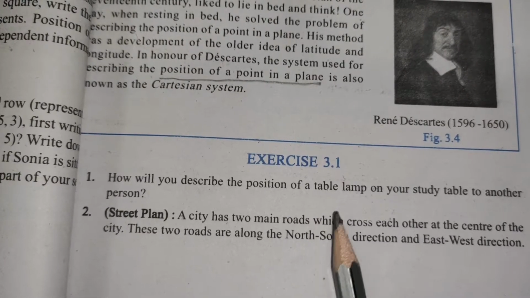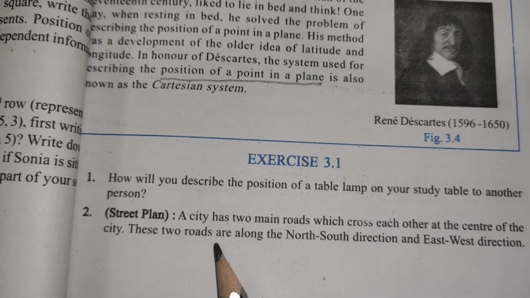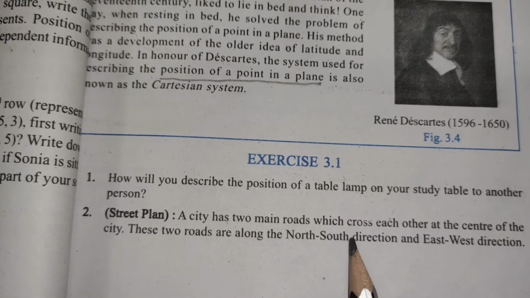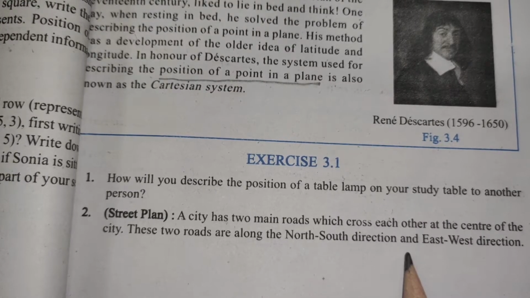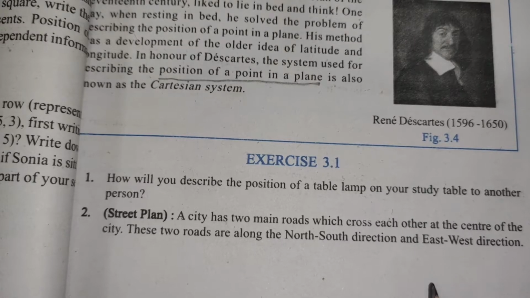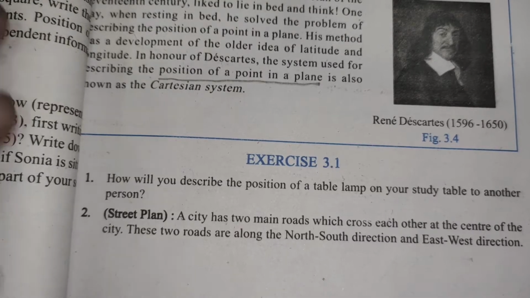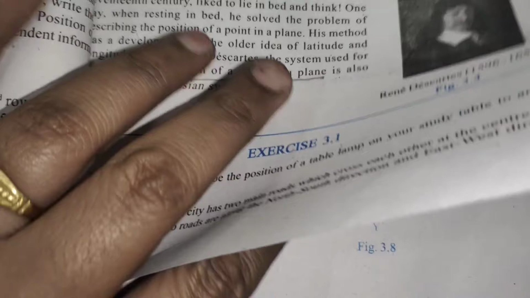CBSE exercise 3.1. A city has two main roads which cross each other at the center of the city. These two roads are along the north-south direction and east-west direction. The plan of the city is given.